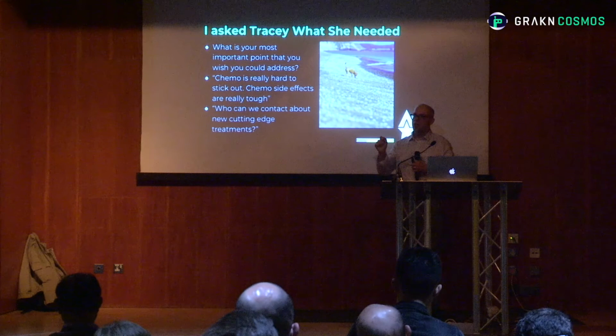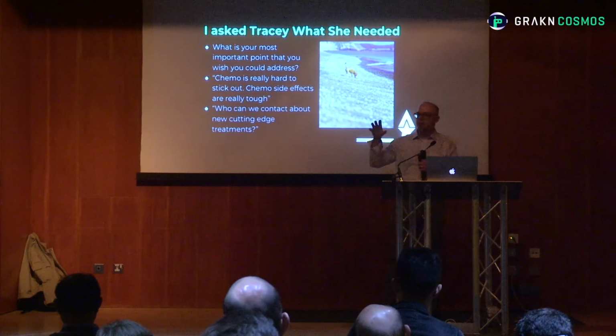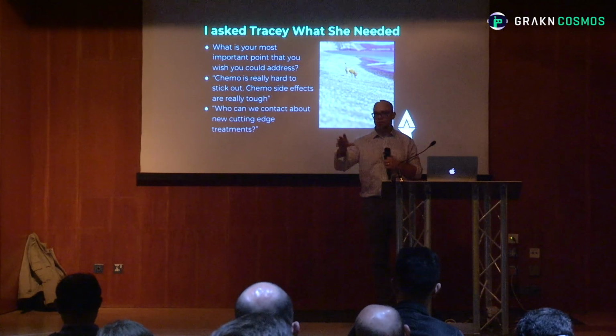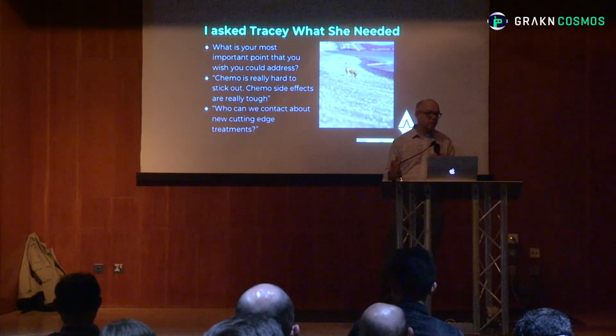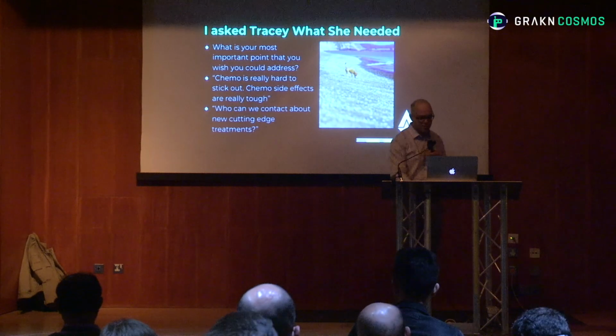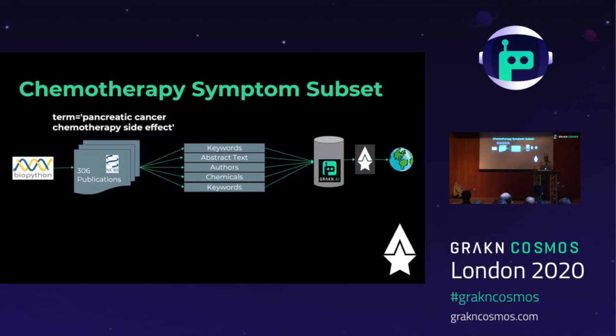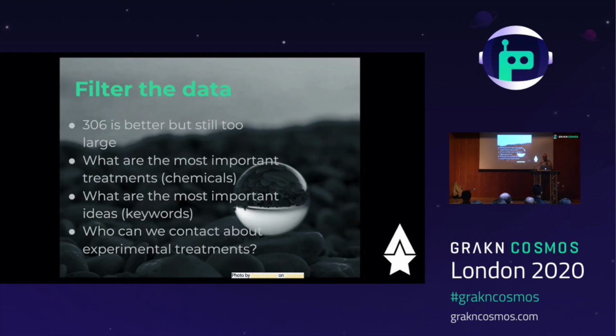I said, okay, maybe in those 105,000 references, I can pull out the side effect subgraph, right? And then start to look for clusters of thought that may be associated with side effects, and then I can serve just those references up to her. So that's the main approach. You can see the side effect subset. I got 306 publications out. That's a lot better. I've got keywords, abstract text, authors, chemicals, and keywords again, I guess. And those are in a Grakn database.